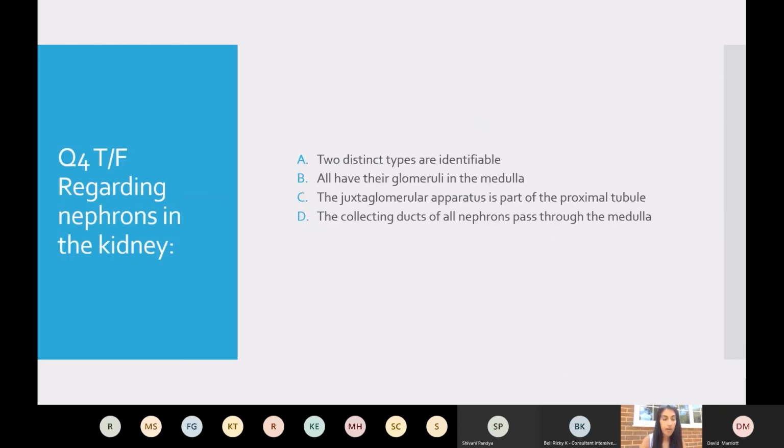Okay, we've got one of the last true and false questions here, just about the nephrons within the kidney. Regarding the nephrons, A, are there two distinct types? B, do all of them have their glomeruli in the medulla? C, is the juxtaglomerular apparatus part of the proximal or distal tubule? And D, do the collecting ducts of all nephrons pass through the medulla?